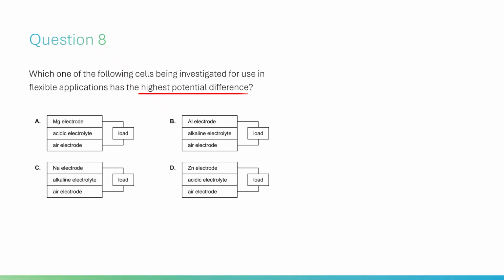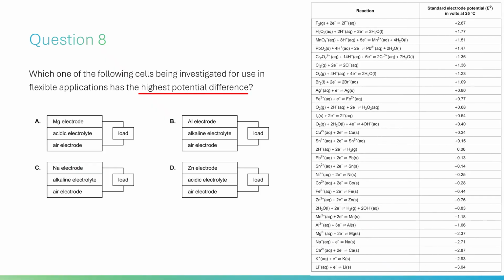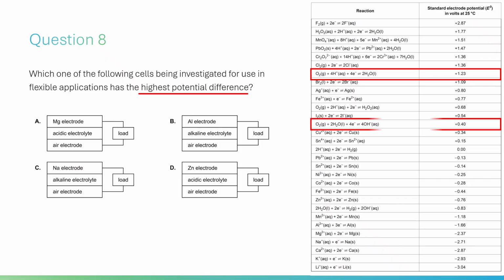To maximize voltage, you need the widest possible gap on the electrochemical series. This is determined by two competing variables. Key 1, the electrolyte, pH dictates the high point.